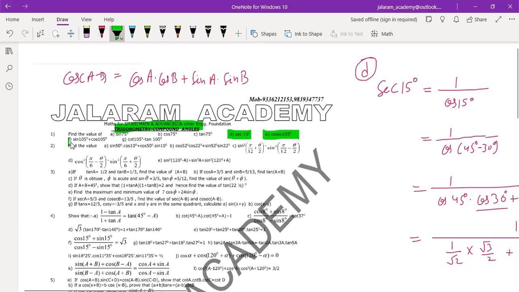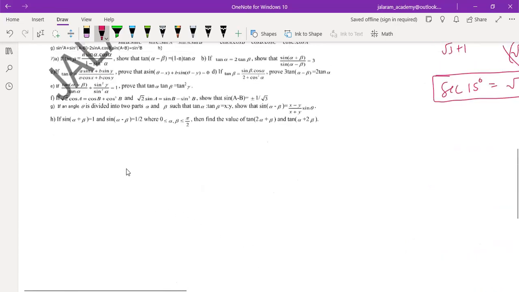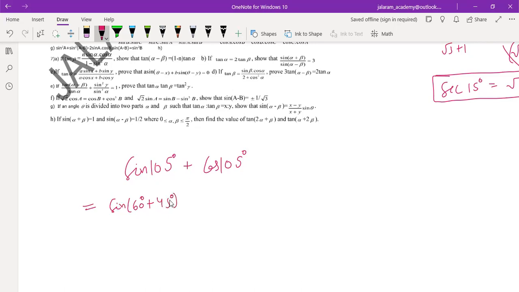Now you have doubts in question number F also. Sin 105 degree plus cos 105 degree. Very easy. Write it in the form of the sum of two standard angles: sin of 60 degree plus 45 degree, and this is also cos of 60 degree plus 45 degree.